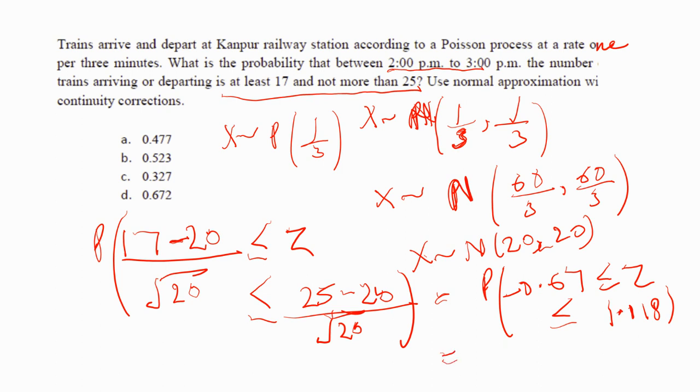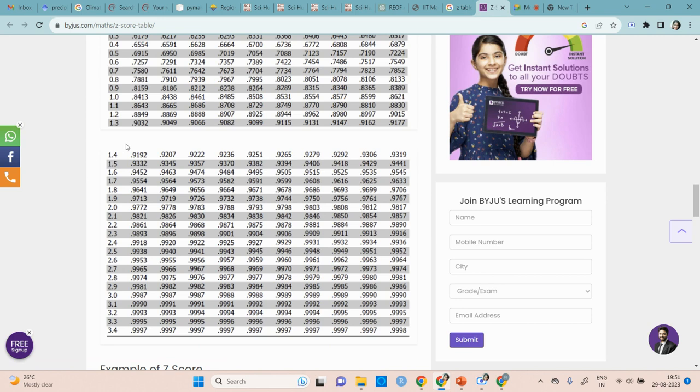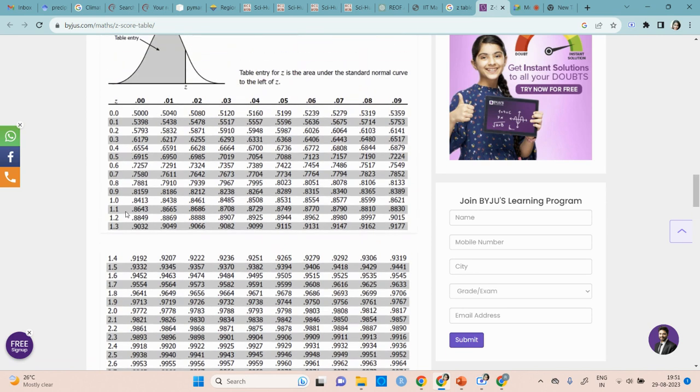So now we need to find the probability at 1.118 and 0.67. So 1.11, okay, it will be 0.8665, right? 1.11, then 8 is not given here, so it will be 0.8665.